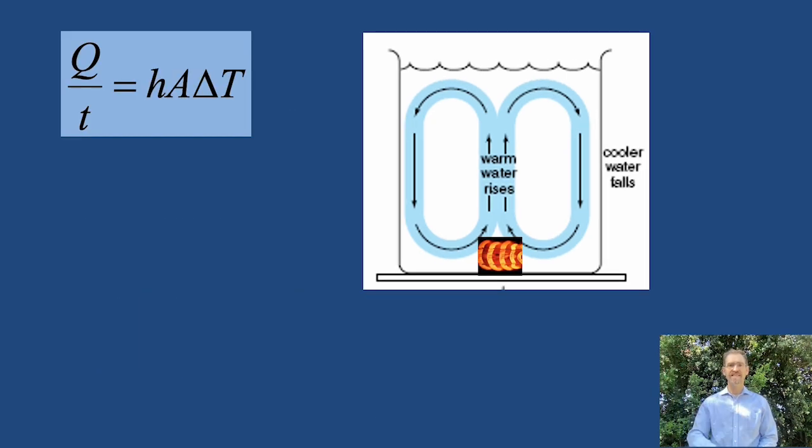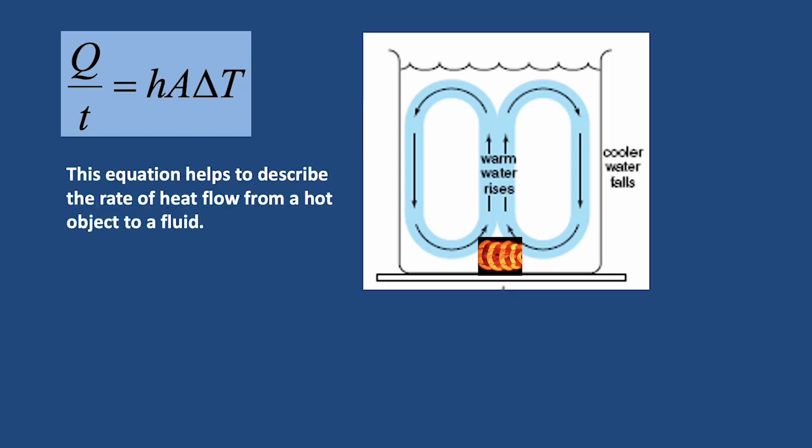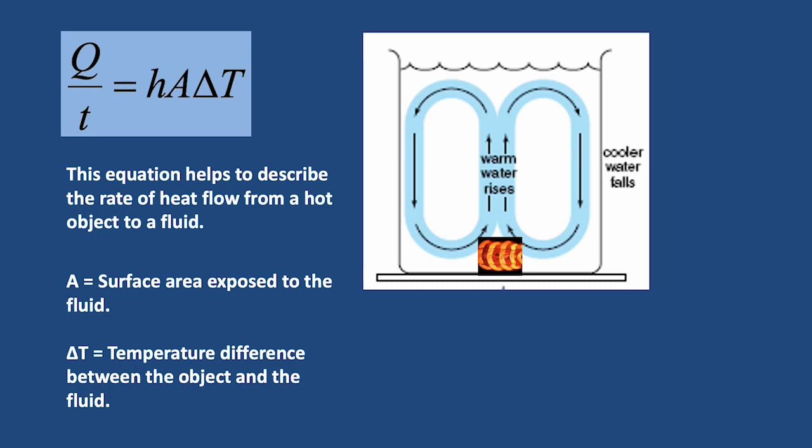The equation that you see here is a sum of the factors that influence the rate of convection. This equation, Q/t = hAΔT, helps to describe the rate of heat flow from a hot object to a fluid. Again, the symbols should be pretty familiar to us. Q/t is rate of heat flow, that's heat per unit time, lowercase t is time. Capital A is the surface area exposed to the heat source. Delta T is the temperature gradient between the heat source and the fluid at large. And h is a coefficient specific to the fluid in question.